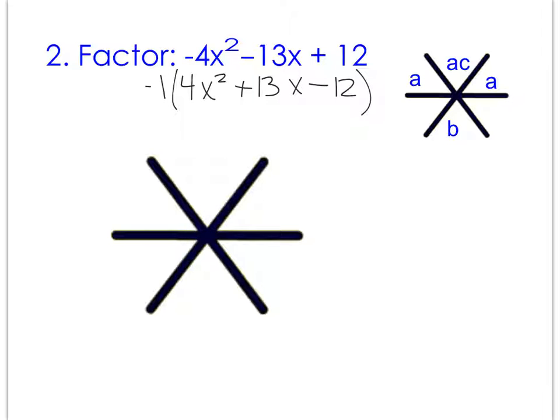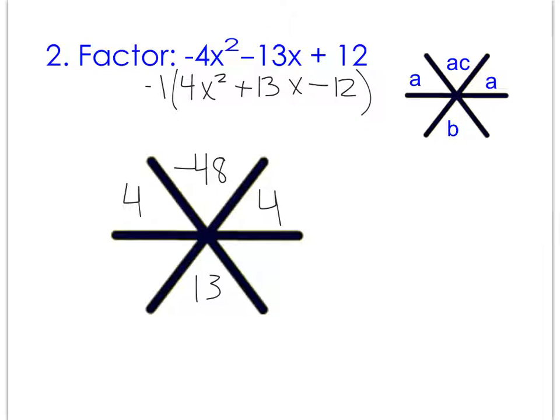So now I'm going to make my snowflake. In the top goes AC, 4 times negative 12, which is negative 48. On the bottom goes B, which is now positive 13, right? We changed it by factoring out that negative 1. Then up on the top spots goes 4. Let's write that a little bit better.